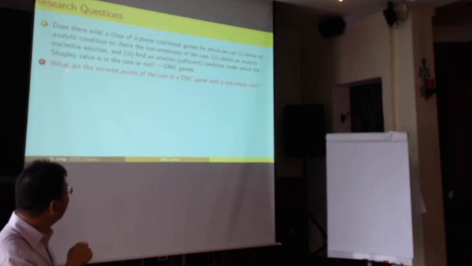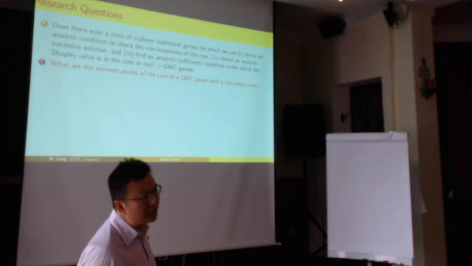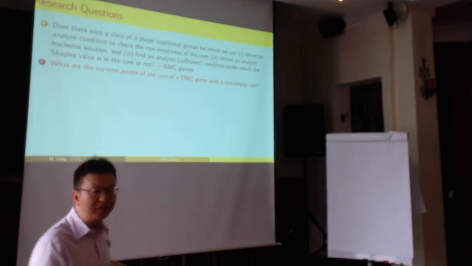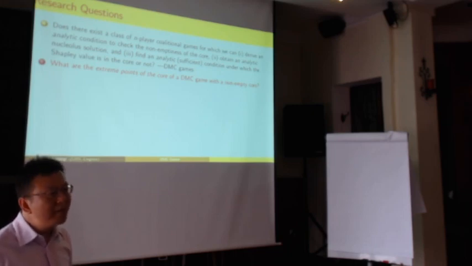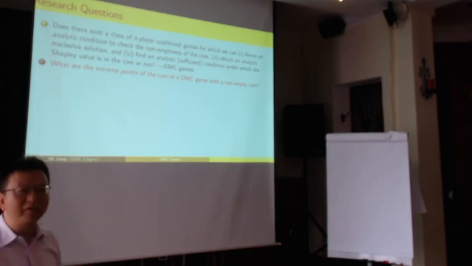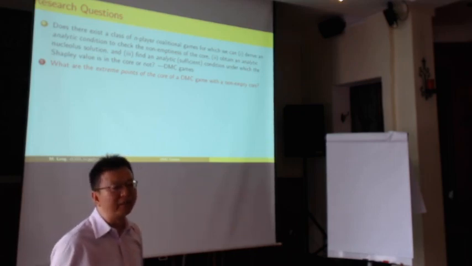Next one, what are the extreme points of the core of DMC games with non-empty core? In cooperative game theory, some people investigate extreme points. For an ordinary cooperative game, the maximum number of extreme points is n factorial, which is really very large. But now for DMC games, we find the maximum number of extreme points is just n. It's not n factorial, so it's much smaller.